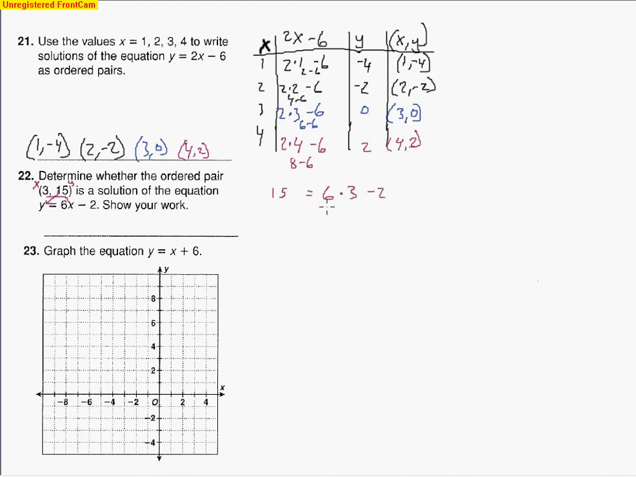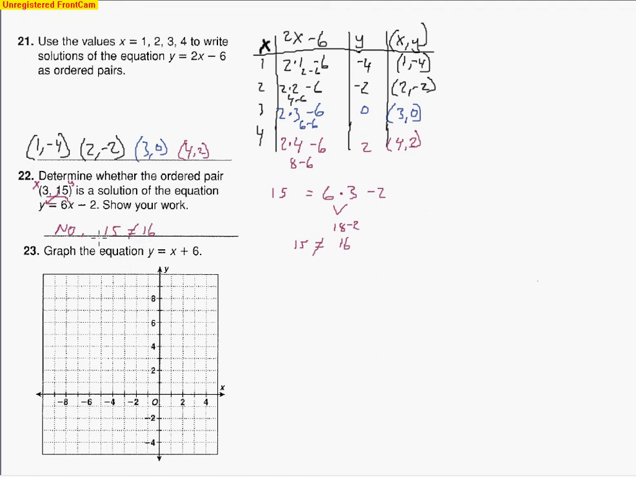And so we go ahead and do some order of operations. Multiply the 3 and 6 makes 18. 18 minus 2 equals 16, and you see how 15 does not equal 16. So we would say no, and the reason is when we substituted, 15 is what we got on one side, and that did not equal 16.